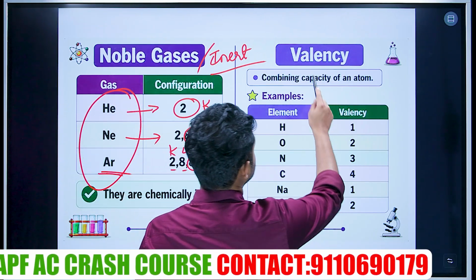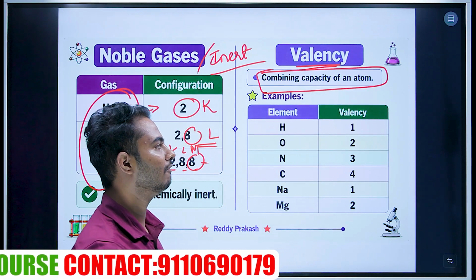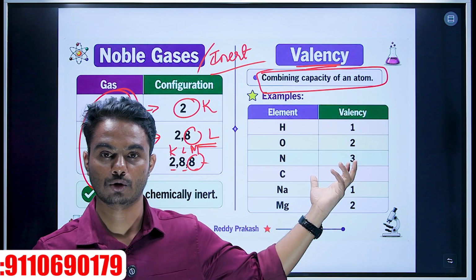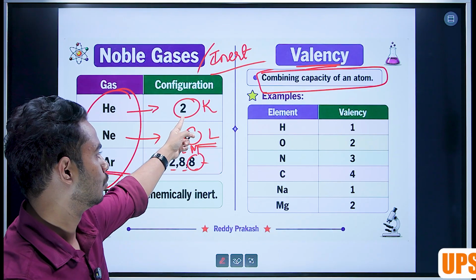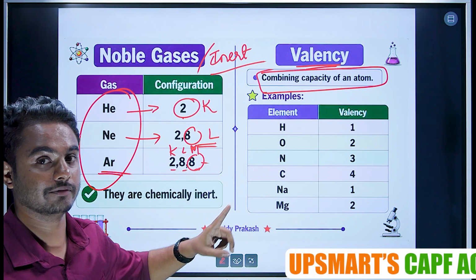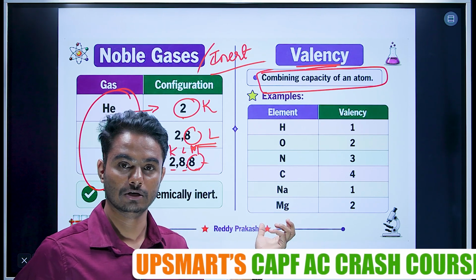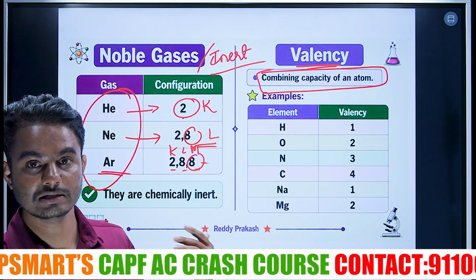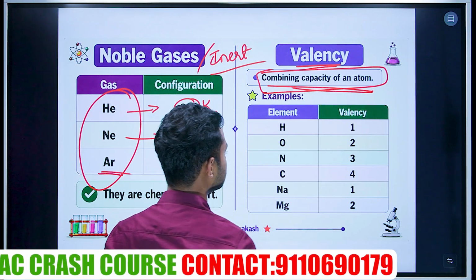Next is valency. Valency is the combining capacity of an atom. I told you valency is different from valent electrons and electronic configuration. Valent electrons, here is 2, here is 8, here is 8. This last number of the electronic configuration is called valent electrons. How many electrons will be there? Those are called valent electrons. Then what is valency, sir? Valency means the combining capacity of an atom. How does this happen? See now.